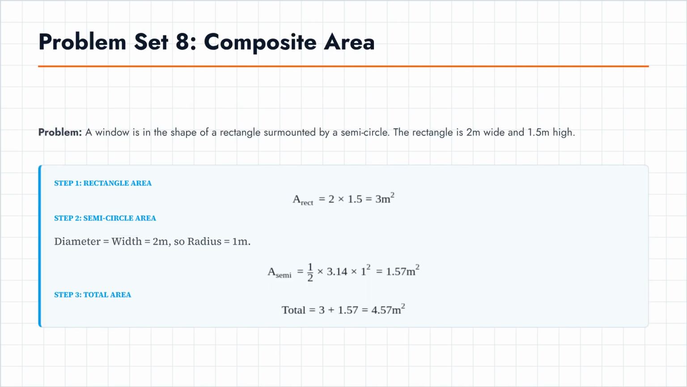Problem set 8 involves a composite window shape, a rectangle surmounted by a semicircle. We calculate the area of the 2 meter by 1.5 meter rectangle and the area of the semicircle with a 1 meter radius. The total area is the sum of these two results.